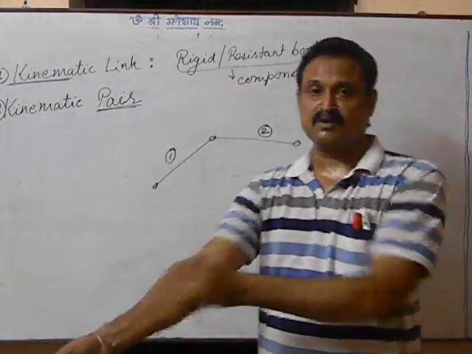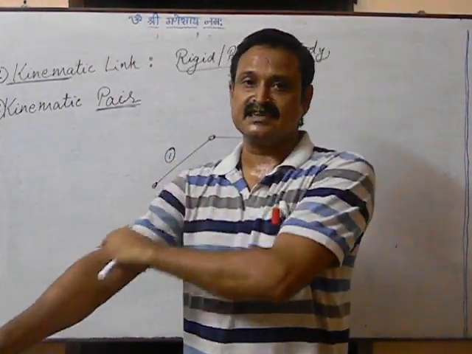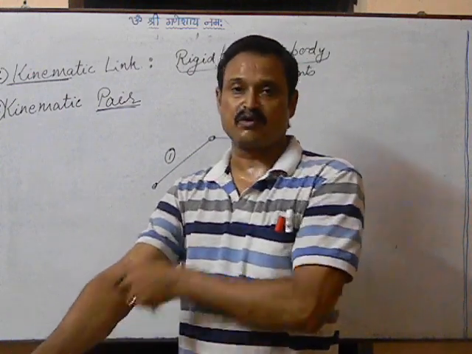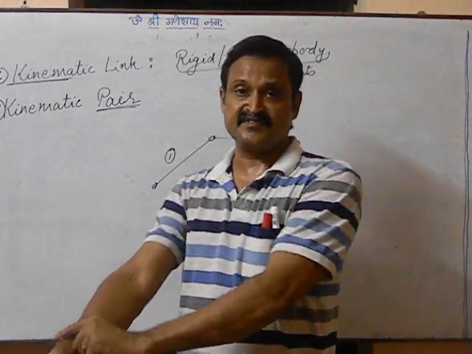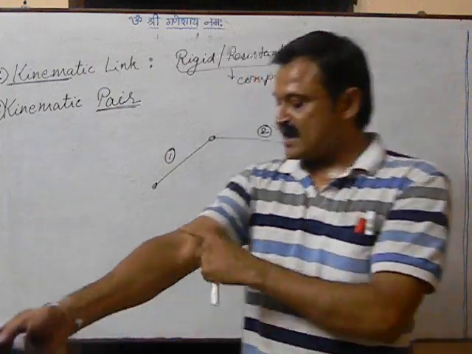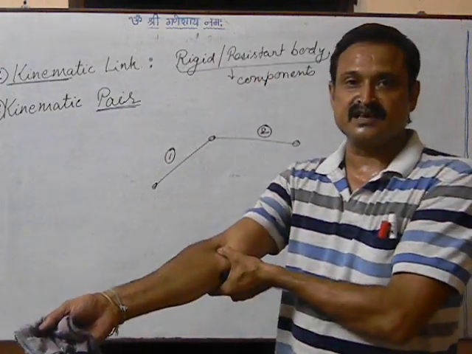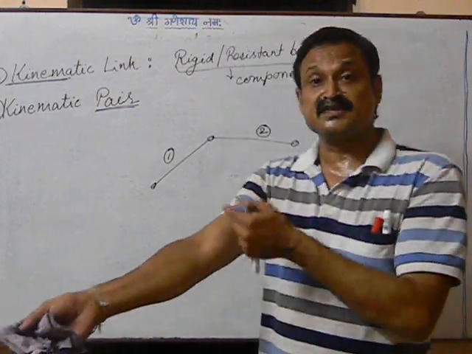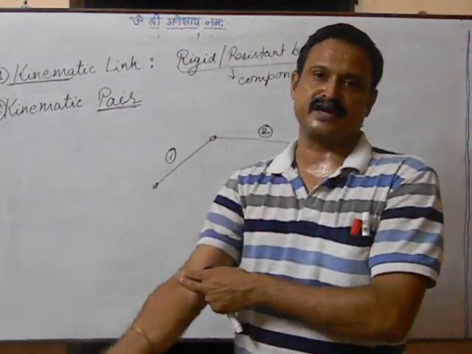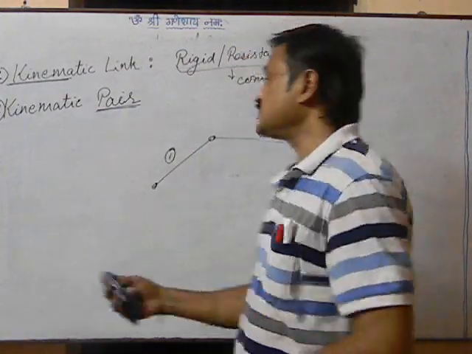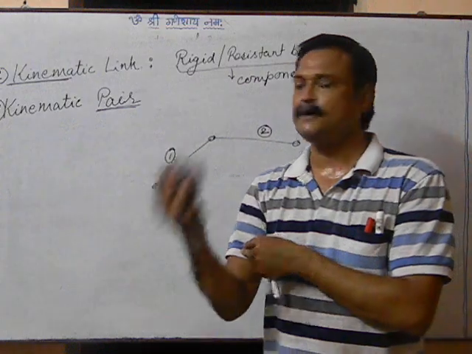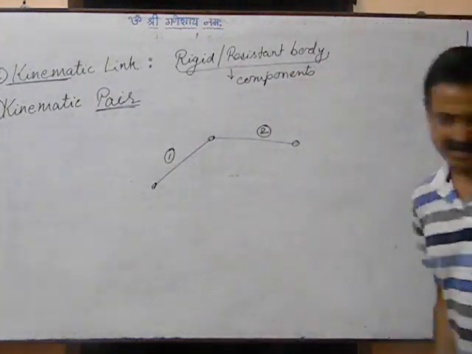A very simple example is the hand. Say this is the upper arm, one link, one bone, and this is the forearm, the second link, second member. They are rigid and we are joining them together. They are definitely connected to each other, joined together, but the joint is a movable joint, right? So it is forming a kinematic pair.